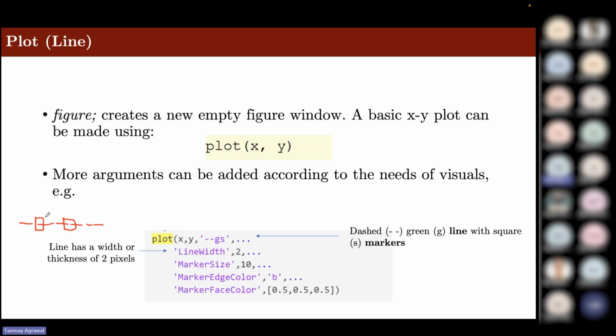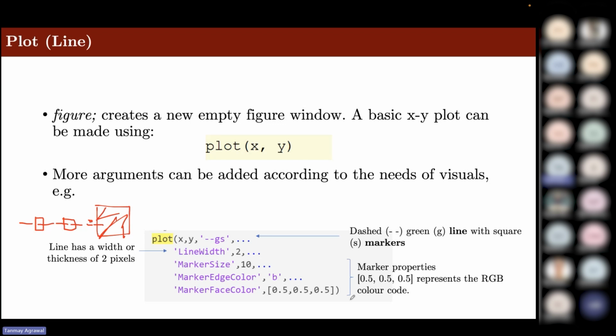Marker size means whether the marker should be like this, or like this, or like a very small one. So this represents that the marker would be of 10 pixels. The edge color of the marker is the outside color of the marker, where B represents blue. And marker face color is the inside bit of the marker, which can be of a different color.